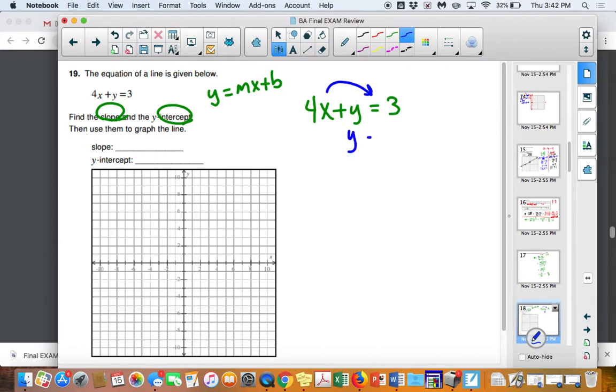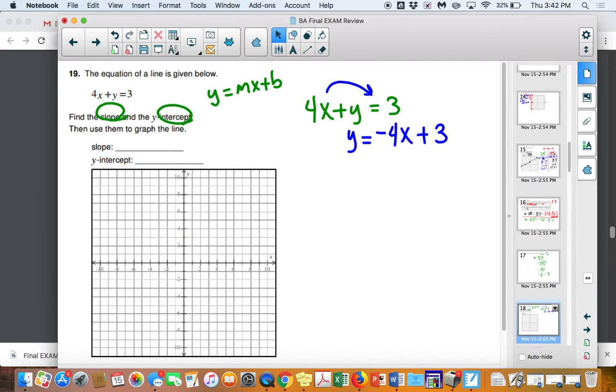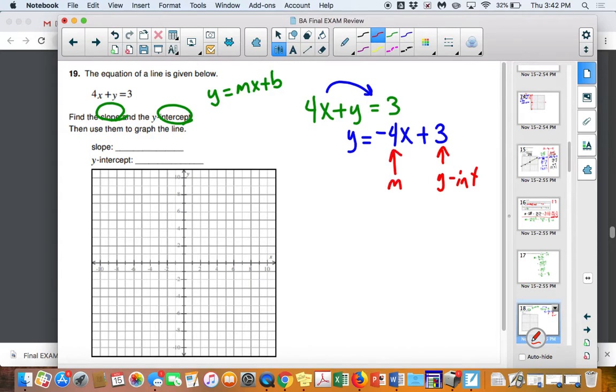So move the 4x over, it becomes negative. And so, like we talked about in one of the previous problems, this is your y-intercept, and this is your slope. And so you just come over here, slope has got to be negative 4. Y-intercept is a positive 3. Now, I would be suspicious, and I don't know if they're going to make you write it as an ordered pair, but be prepared for that because it is a location.